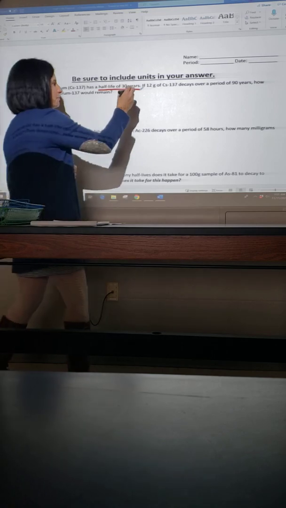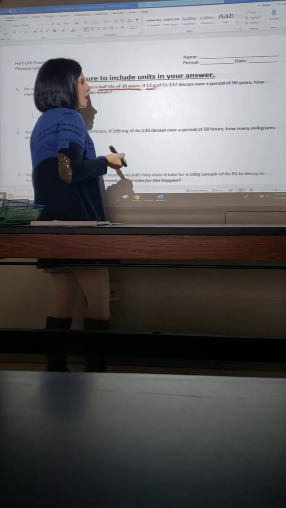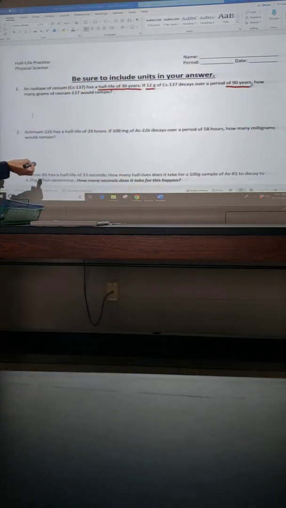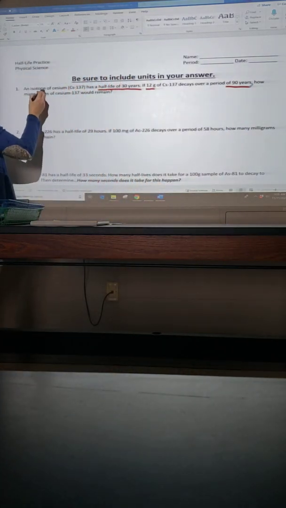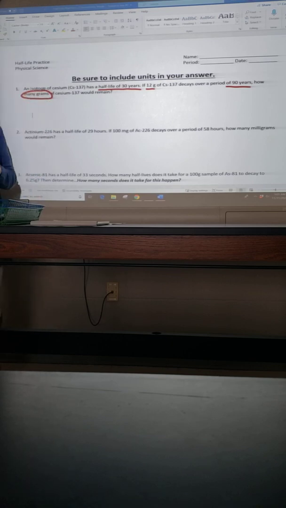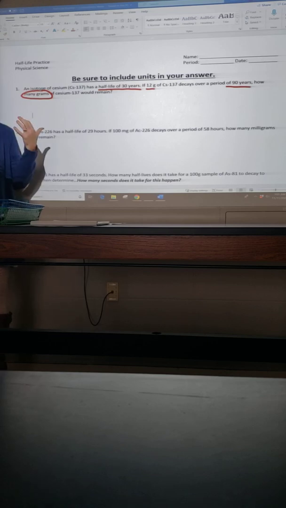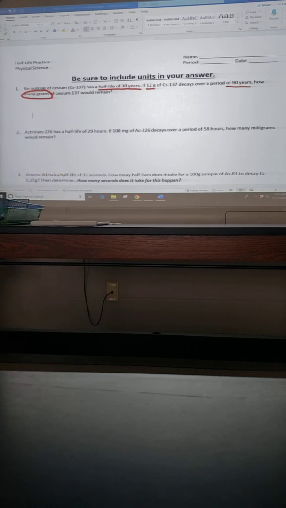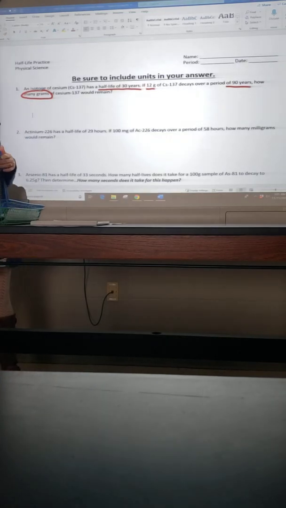If 12 grams, well, that's a piece of information, decays over a period of 90 years, how many grams would remain? So I'm going to circle what I'm solving for. I'm solving for how many grams. And so every time we do calculations like this, this is the way we're going to start it. Underline the things that are given to us, and then circle what we are trying to find. Okay?